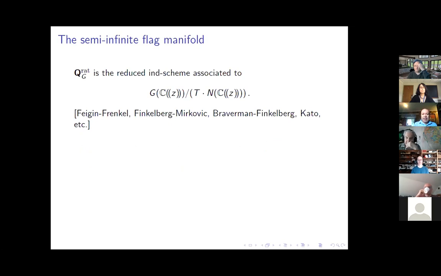So let's get started to define the object of my talk. Please feel free to interrupt whenever you want to ask something. So this is denoted QG rat. It's a reduced ind-scheme associated to this quotient.